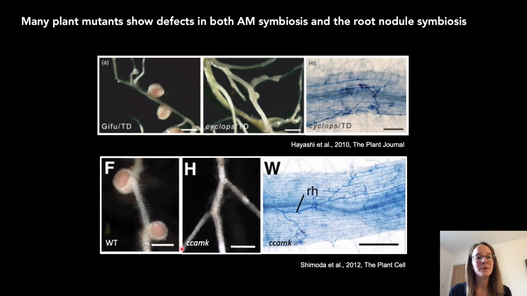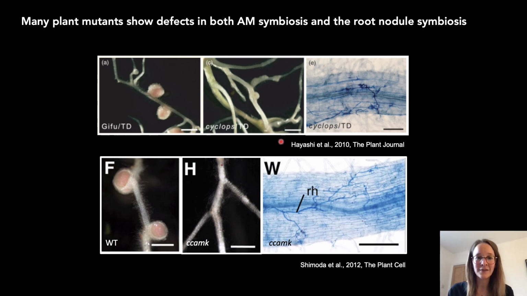And here is another mutant, the CSIR-K mutant, again, that doesn't form any nodules at all compared to the wild type. And these two mutants are signaling mutants that cannot perceive these nod factors. But what is really surprising is that these two mutants and many other mutants are actually not only affected in the root nodule symbiosis, but also in the vascular mycorrhizal symbiosis.